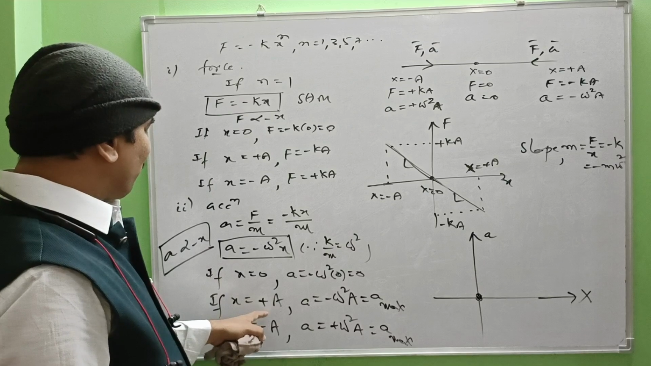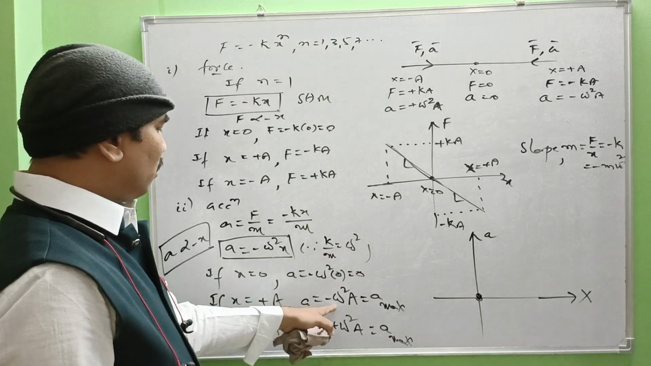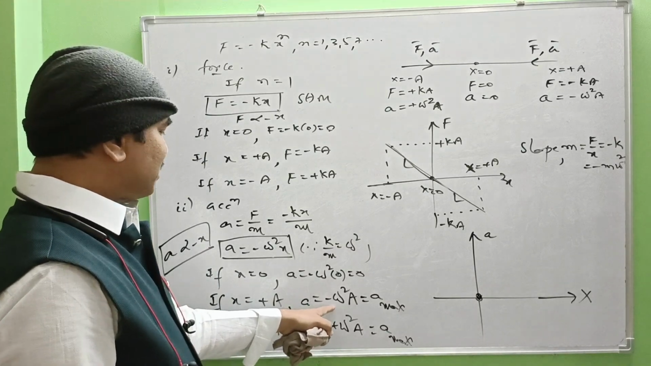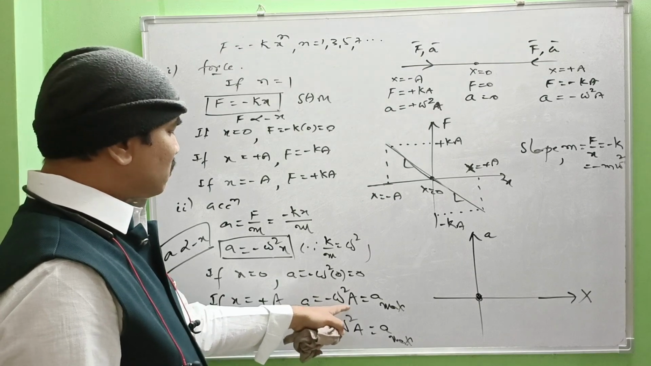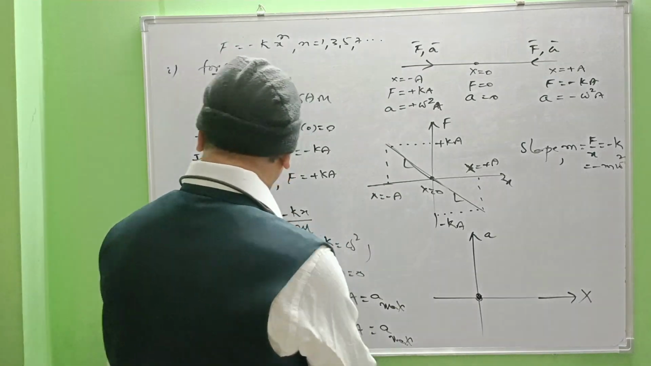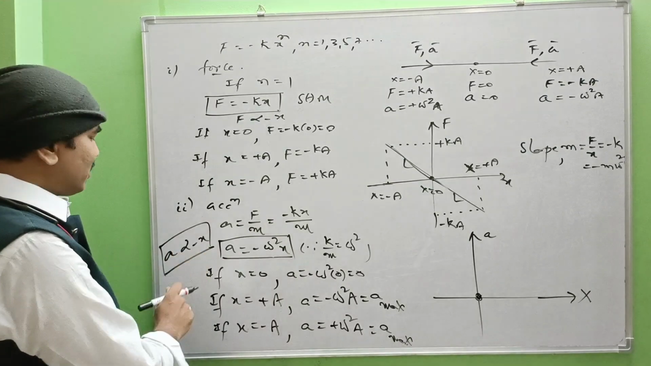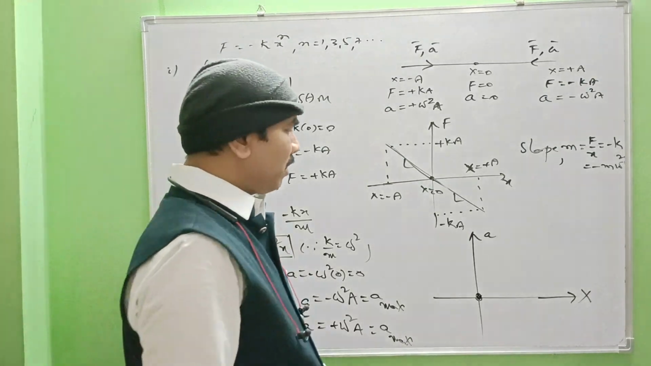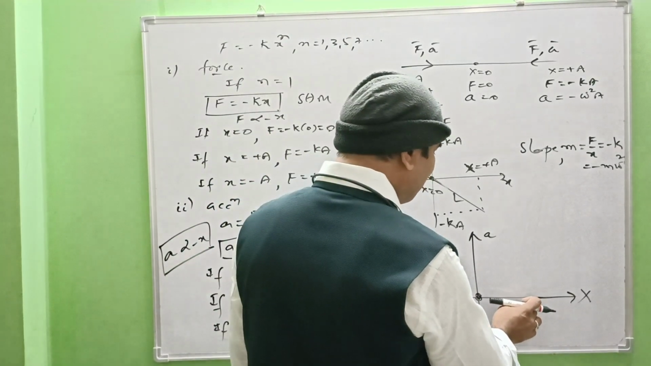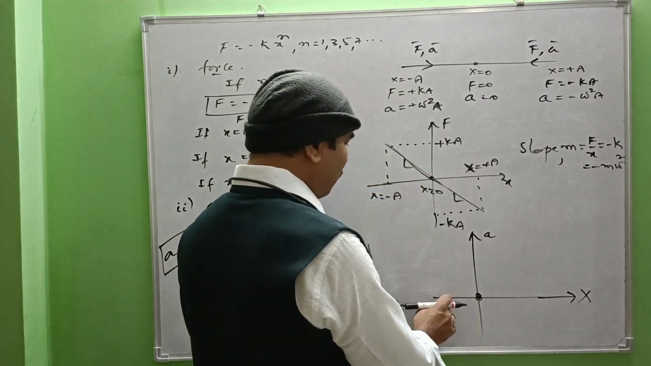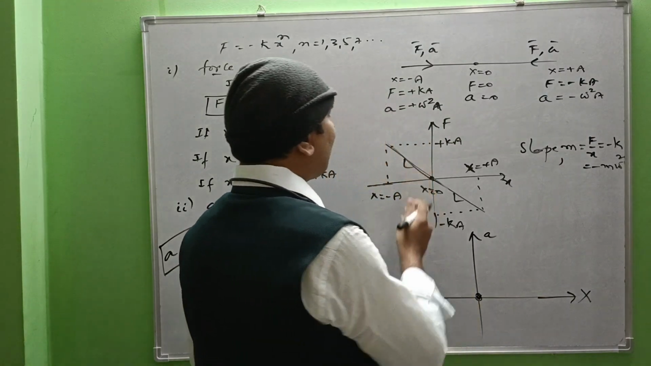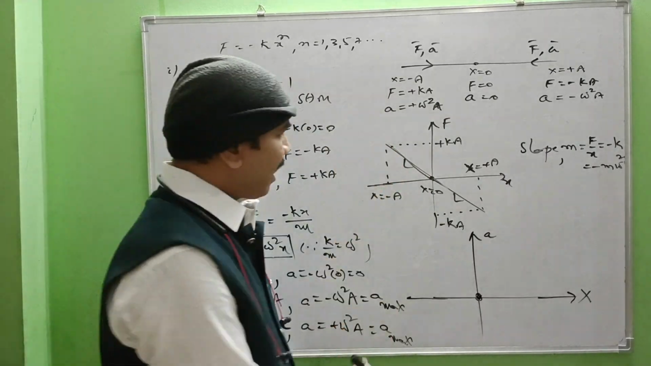Next, when x equals plus a, acceleration equals minus omega square into a. Here acceleration is proportional to minus x. That means when x is positive, acceleration is negative, and when x is negative, acceleration is positive. So we can find the variation in the same way as in the previous case.